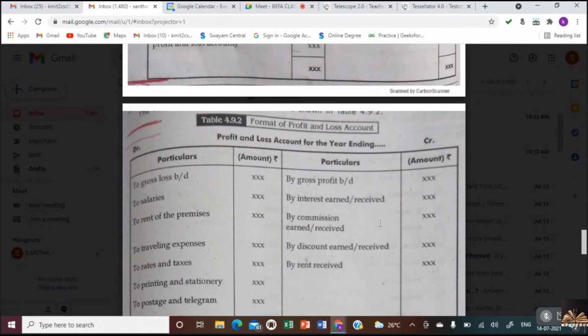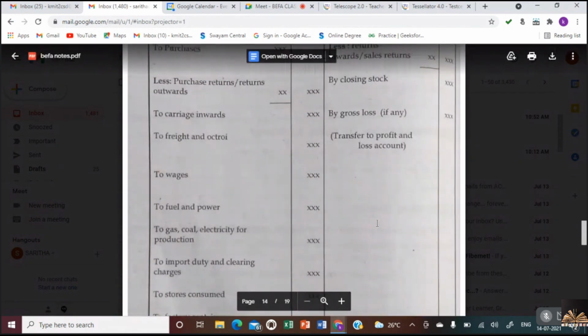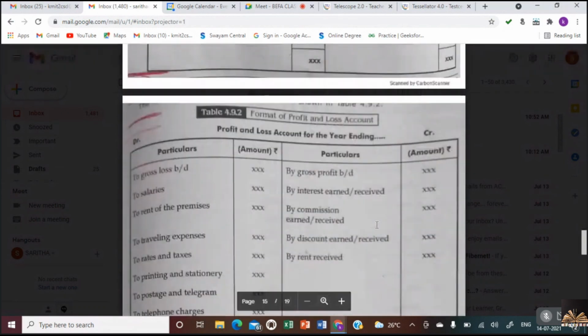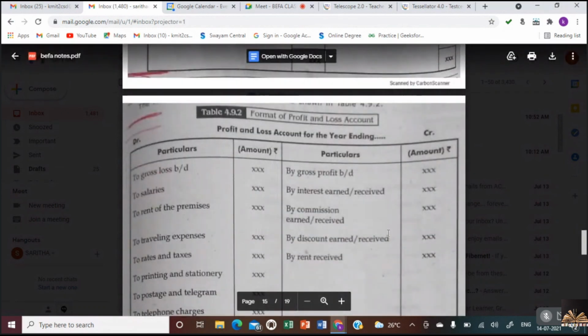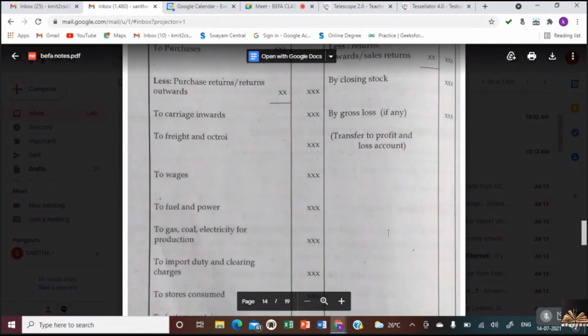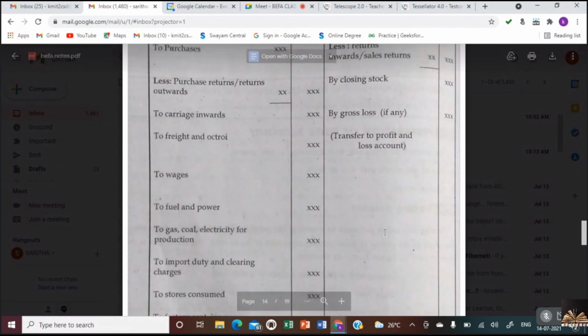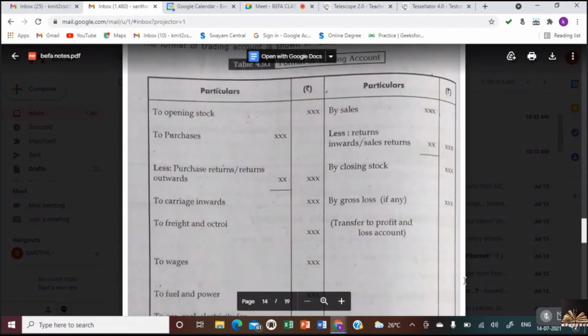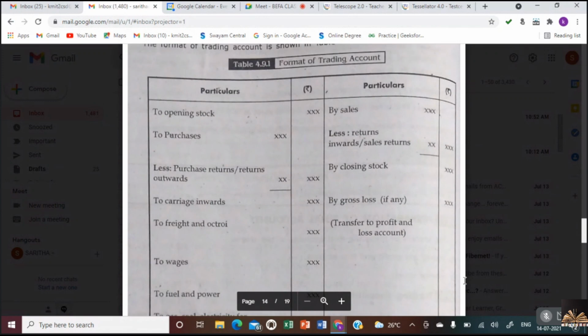Is that clear? So all the factory level expenses would be taken only in the trading account. Office level expenses will be taken in the profit and loss account. So any doubts still here, till the trading account? Any doubts till the trading account? Shall we move on to the profit and loss account?